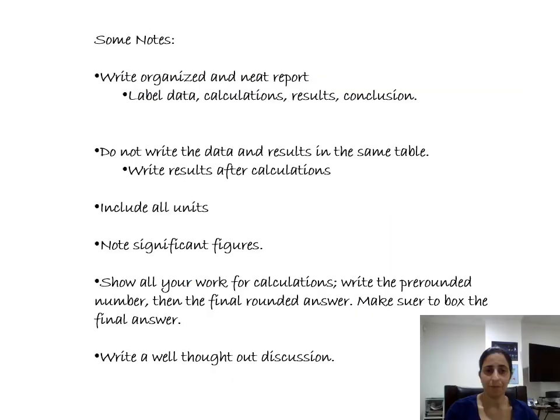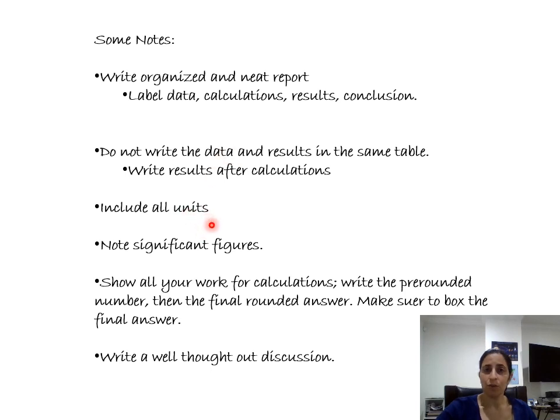So things like that. And then just some notes as you're writing these labs, please make sure that you write organized and neat. Make sure to label each section: which one is the data table, the calculations, the results, and the conclusion. A mistake a lot of students make is to put the data and the results in the same table. Those need to be in two separate tables. The data comes before the calculations. The results come after the calculations, because remember, the results are the answers to your calculations. Your data are the numbers that you collect.